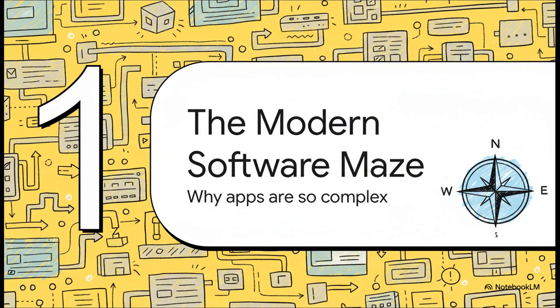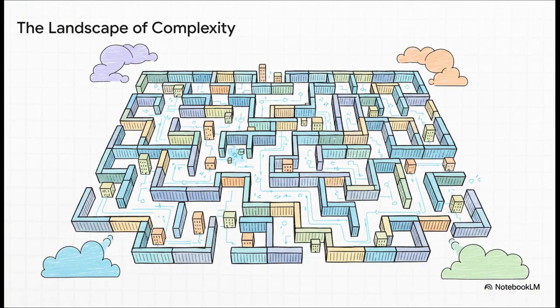And there's a really good reason for it. We're calling it the modern software maze. See the old, simple applications of the past? They're gone. They've been totally replaced by these sprawling, distributed systems. And the old ways of just checking on performance, they can't keep up. Not even close.